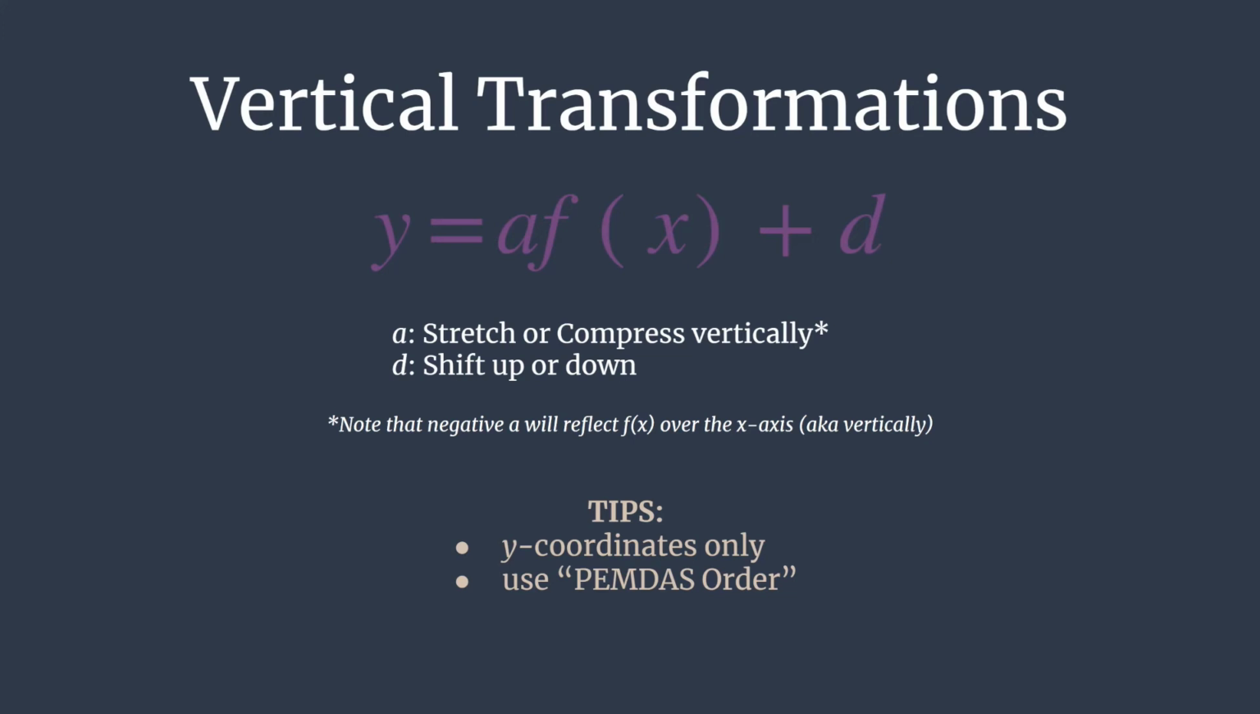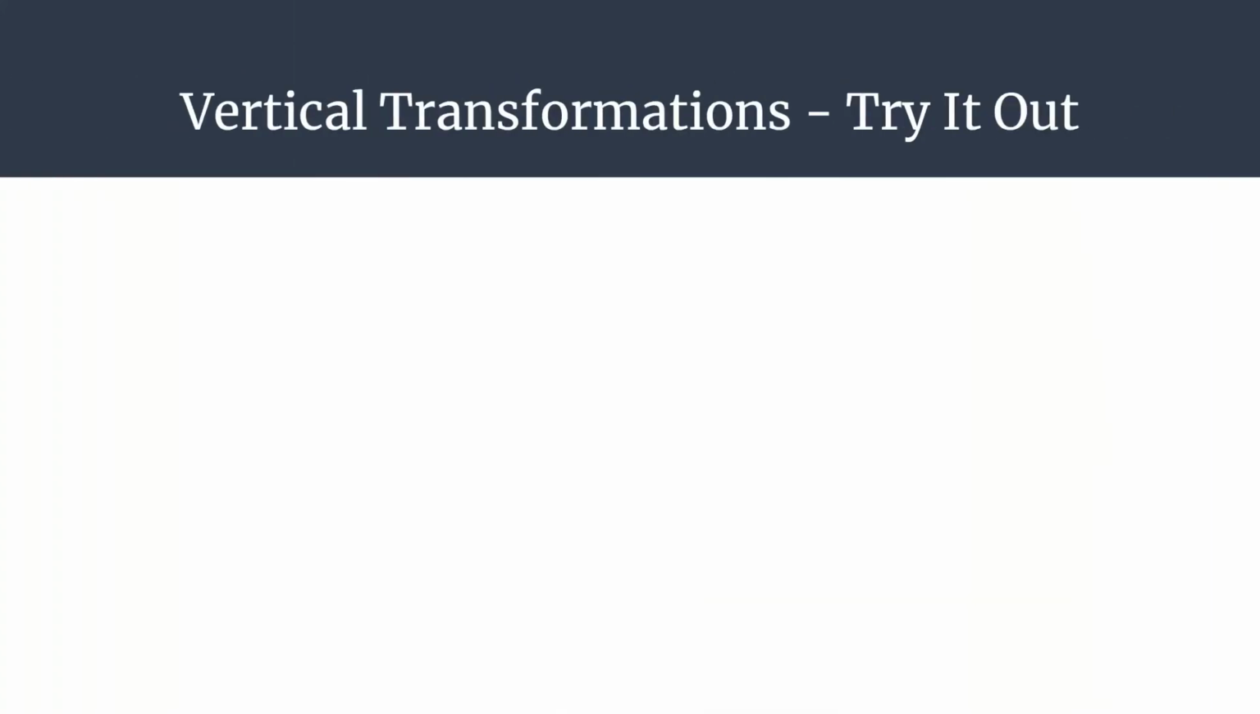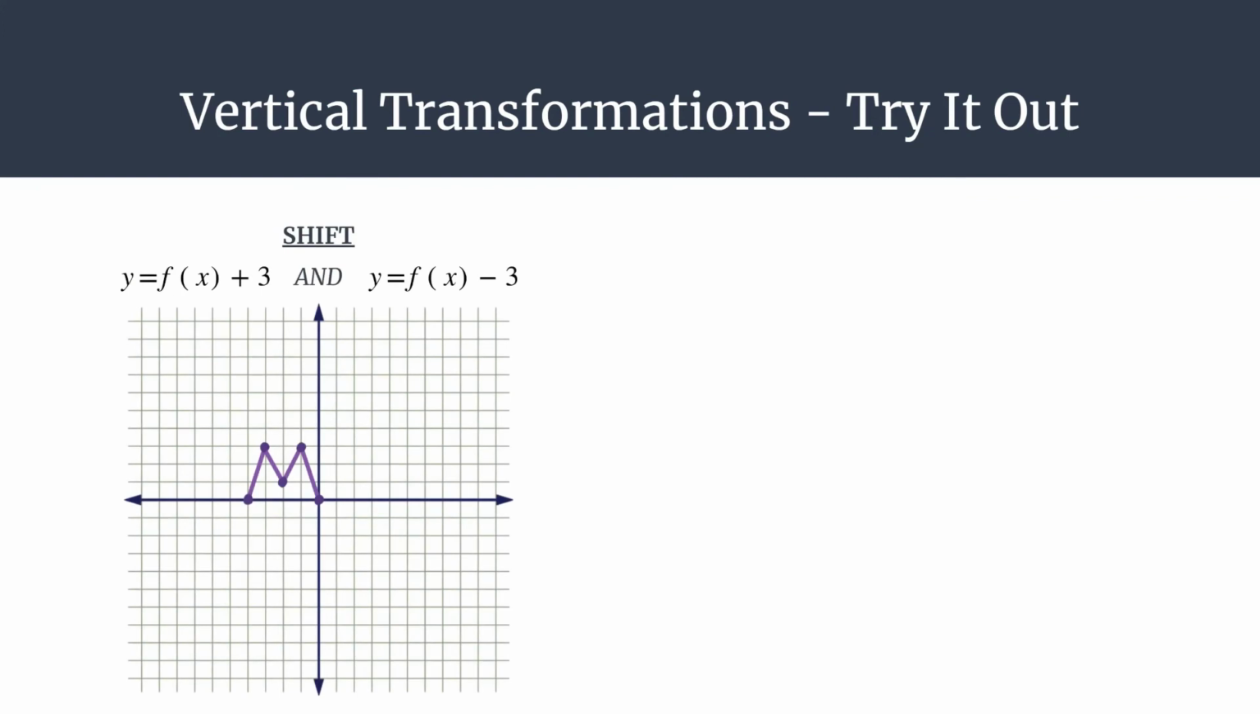We're applying these to the function exactly as we see them. So let's look at some practice. First, we're going to look at shifts. So vertical shifts are up or down. So here we have our function f of x in purple, and we want to find f of x plus 3. So all we need to do is take our graph and move it up 3. That's adding 3 to the y coordinates.